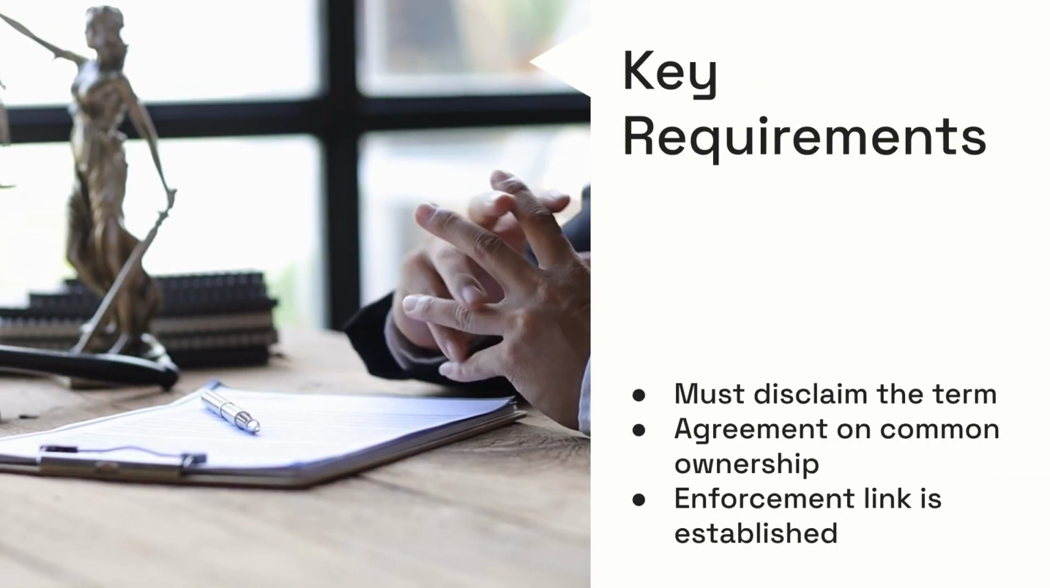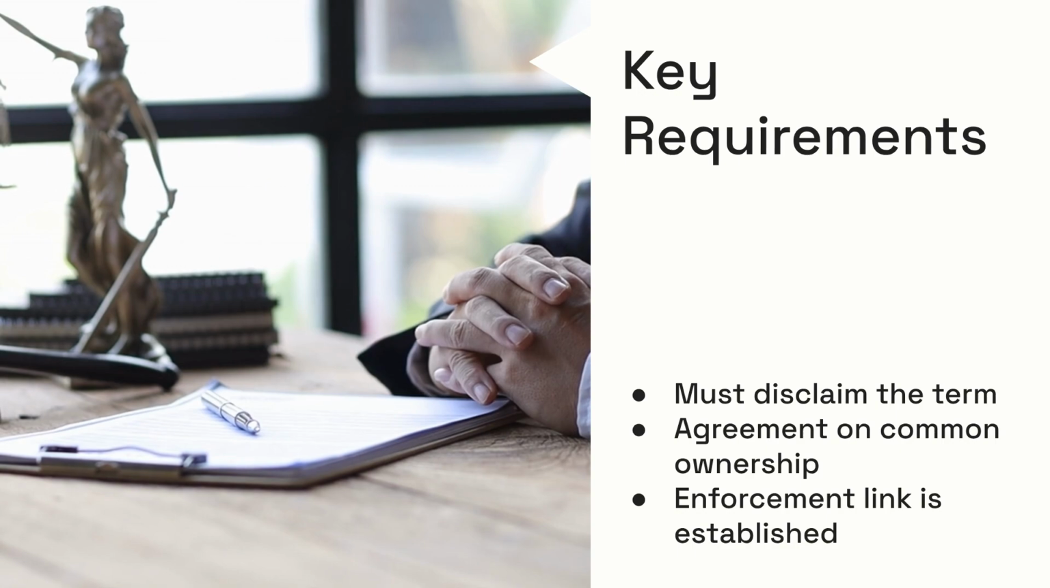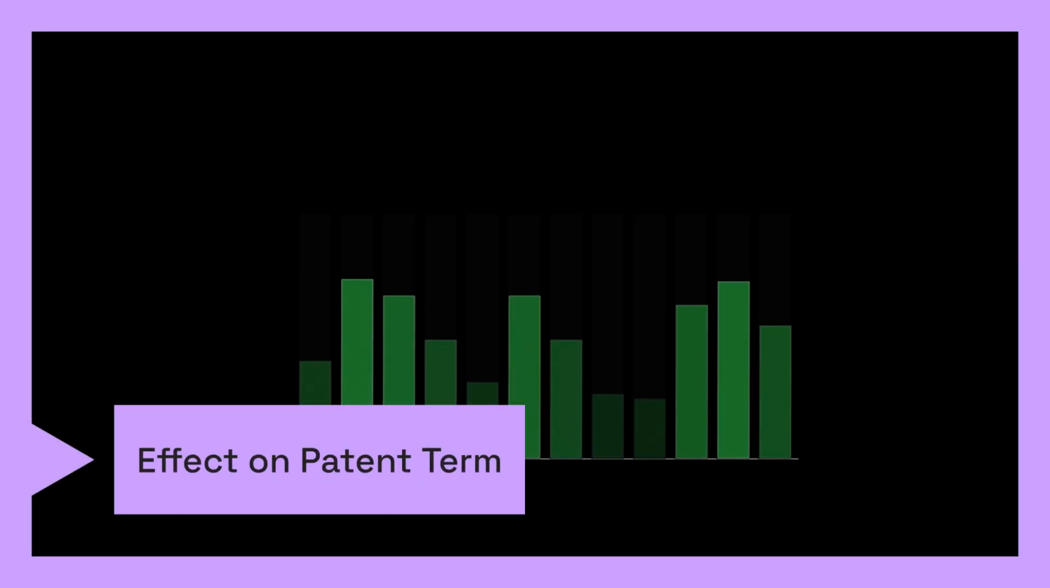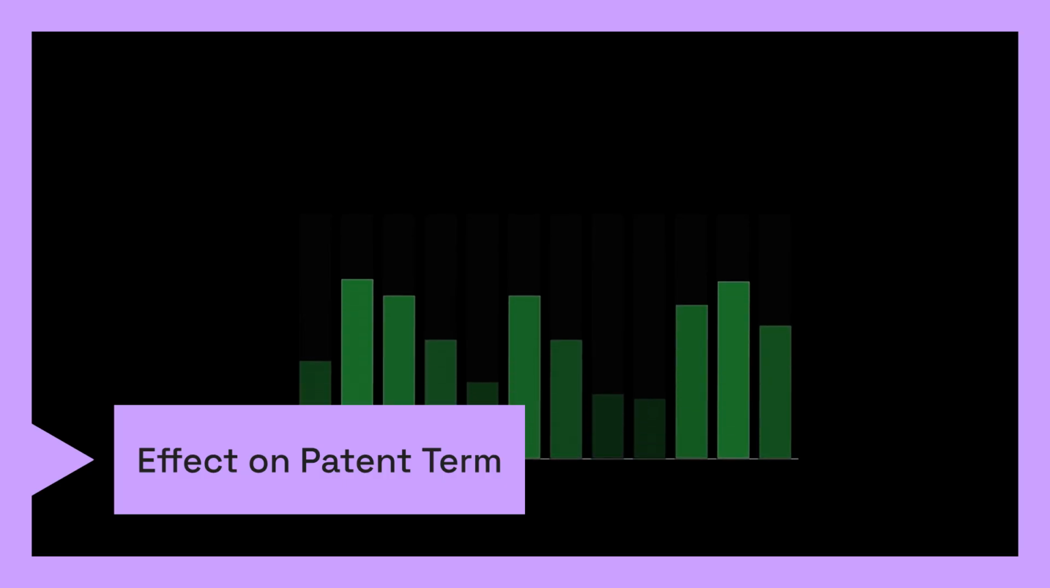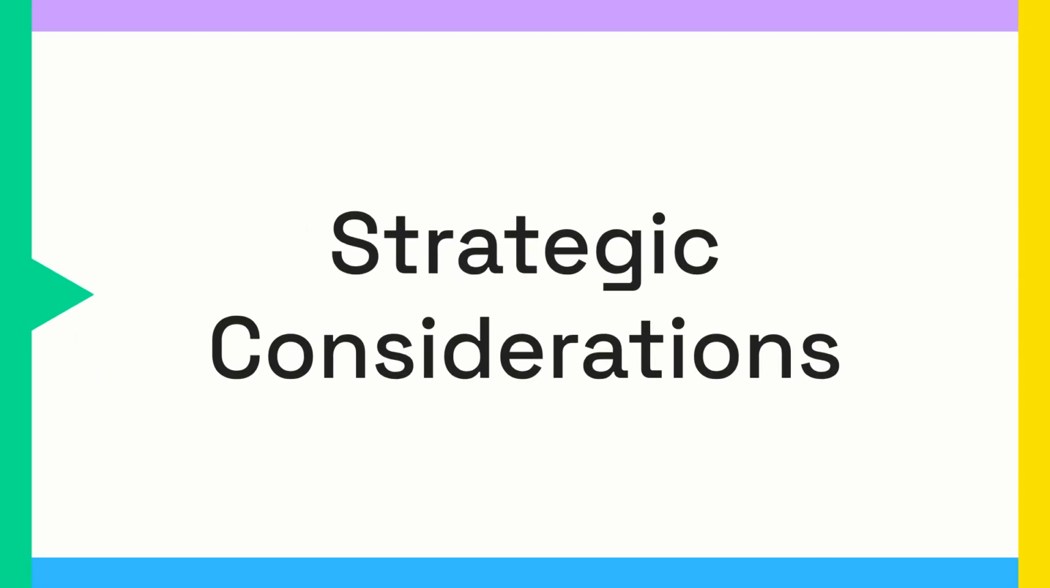According to 37 CFR 1.321, the disclaimer must ensure that the patent is enforceable only for the period that it is commonly owned with the reference patent. The terminal disclaimer ensures the later patent expires on the same date as the earlier patent, preventing unauthorized extension of patent rights. Filing a terminal disclaimer is more than just a formality.